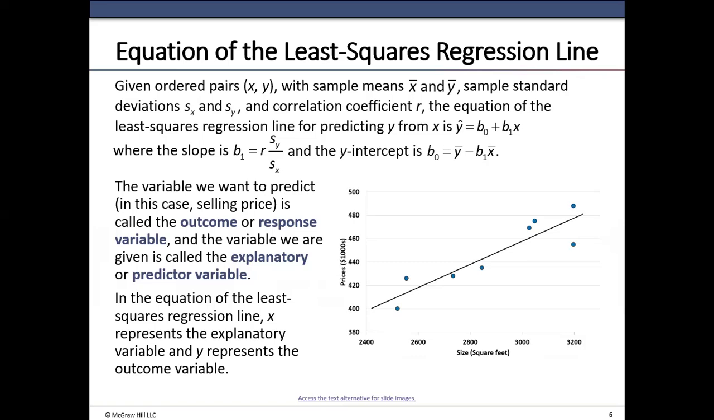The variable we want to predict, in this case selling price, is called the outcome or response variable, sometimes called the dependent variable. And the variable we are given is called the explanatory variable or predictor variable or independent variable, which is the horizontal axis. So what are you going to do? We are going to predict the selling price of a house based on its square feet inside the house, which is the independent variable. In the equation of the least square regression line, x represents the explanatory variable, or independent variable, and y represents the outcome or response variable.